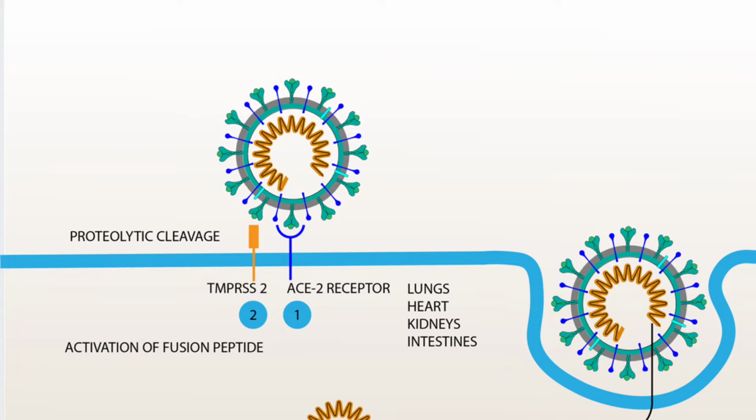Step 2. Binding of spike protein to ACE2 is important, but not sufficient for viral entry, which requires an additional proteolytic cleavage event. This is brought about by the host cell proteases, including transmembrane protease serine 2, abbreviated as TMPRSS2. As a result, the receptor binding domain of spike protein is separated from the fusion domain. This activates the fusion peptide present in the center of the fusion domain.